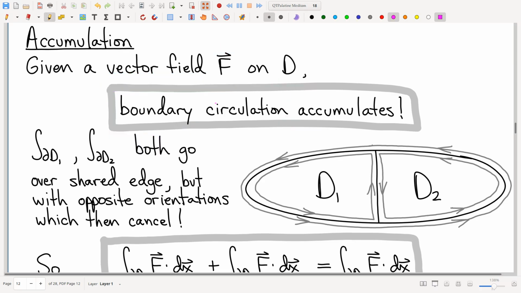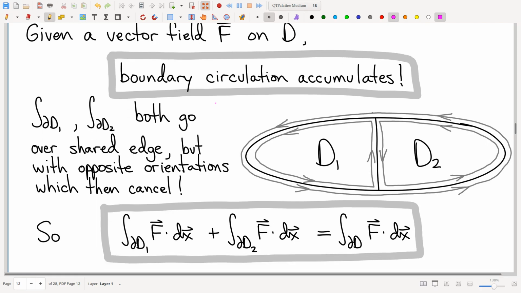All right, so let me try to persuade you that this is an accumulating quantity. Let's look at this. I've got this lump here made up of two pieces, D1 and D2. Let's look at the left piece here.